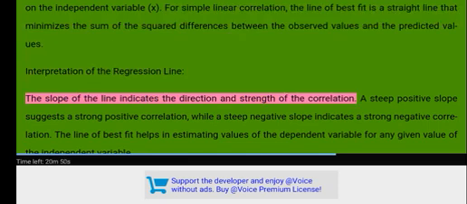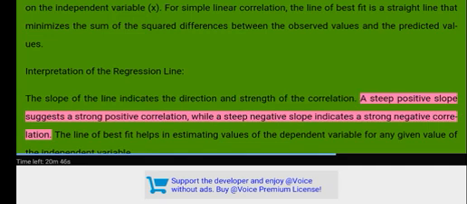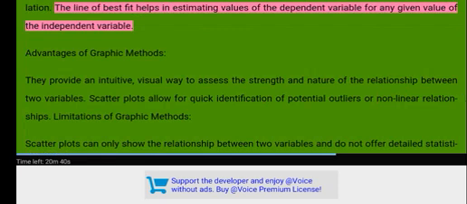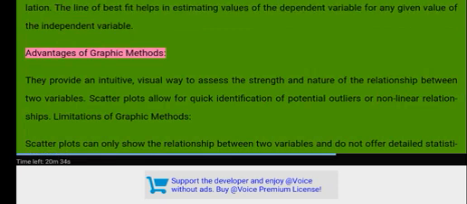Interpretation of the regression line. The slope of a line indicates the direction and strength of the correlation. A steep positive slope suggests a strong positive correlation, while a steep negative slope indicates a strong negative correlation. The line of best fit helps in estimating values of the dependent variable for any given value of the independent variable.